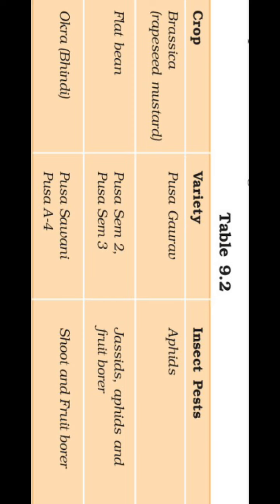Okay, next crop is flat bean. In this flat bean crop, varieties Pusa Sem 2 and Pusa Sem 3 are resistant to insect pests such as jassids, aphids and fruit borers. Next, crop Okra, also called Bhendi. Varieties Pusa Sawani and Pusa A4 are resistant to shoot and fruit borers. Okay, hope you understood this table. Very important table it is, like 9.1. Please read and learn by heart these 9.1 and 9.2 tables.